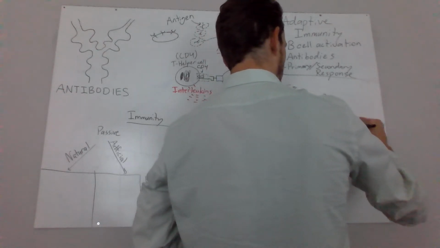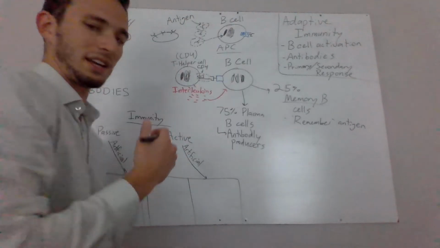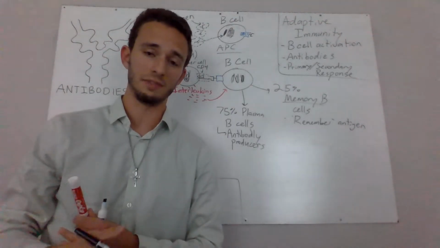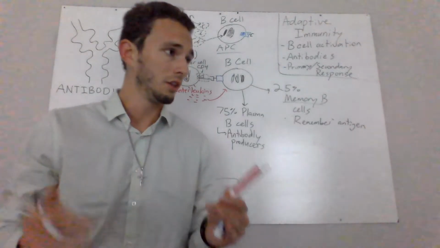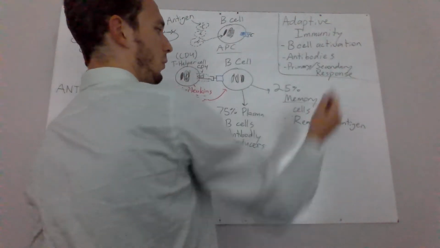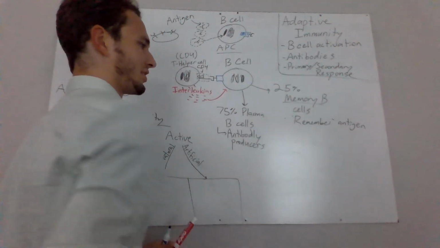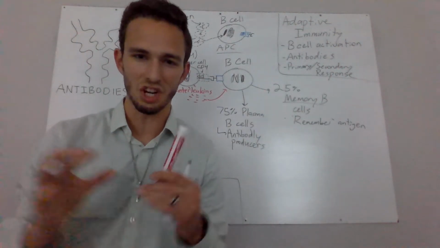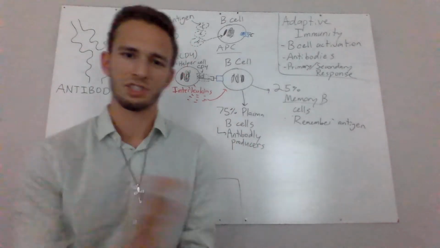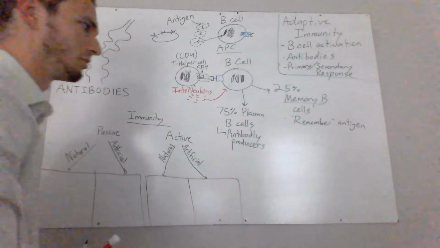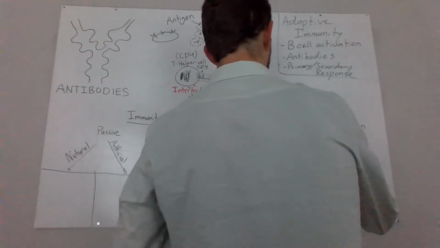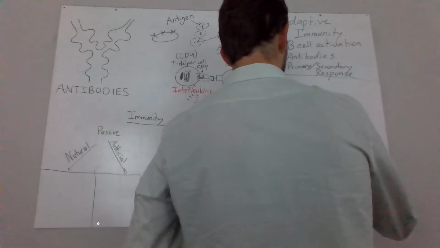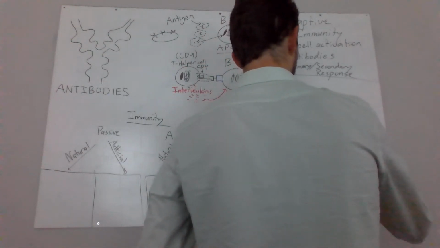And this is beneficial when we have a secondary infection. So say you get infected by the same thing twice, the secondary response will be elicited by the memory B cells. They'll basically recognize that antigen and be like, we've seen you before, let's start making antibodies for you. So this will stimulate a faster secondary response.